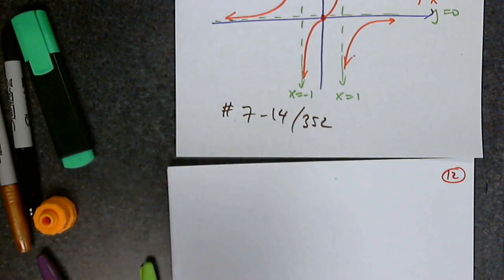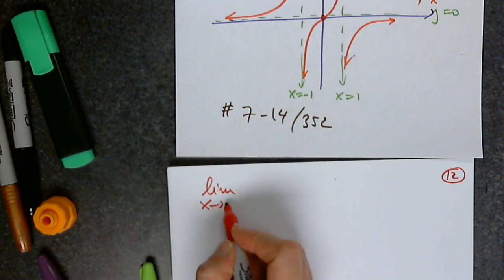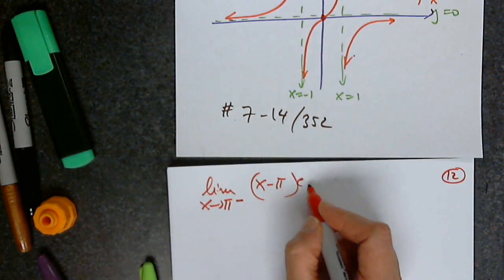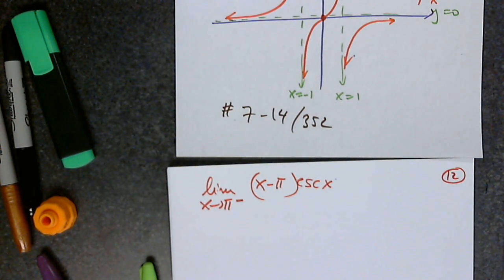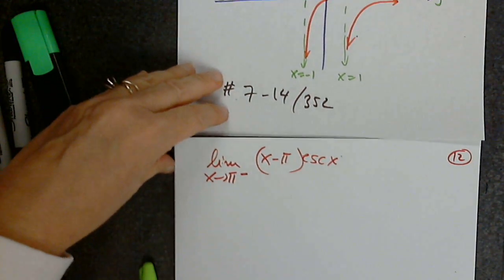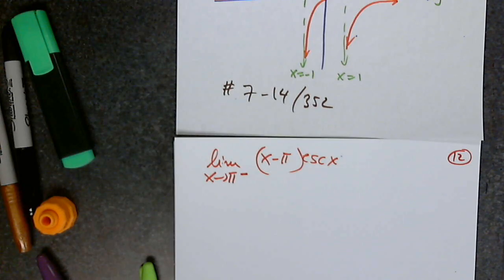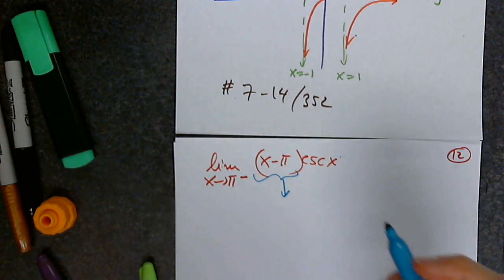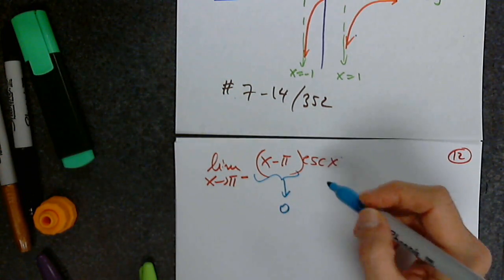Okay. Limit as x approaches pi from the left of x minus pi times cosecant x. So you want to think about it for 20 seconds, 30 seconds? Okay. What do I have to do first? Where does this go? Perfect. Where does this go?